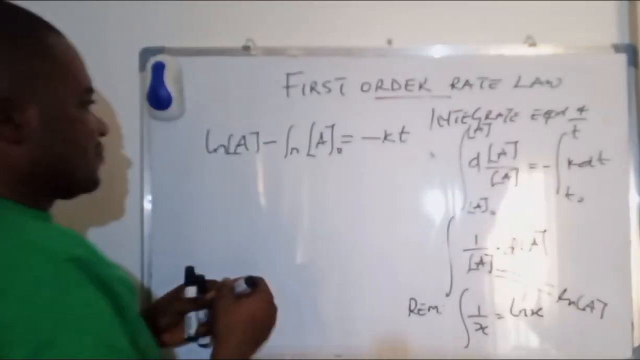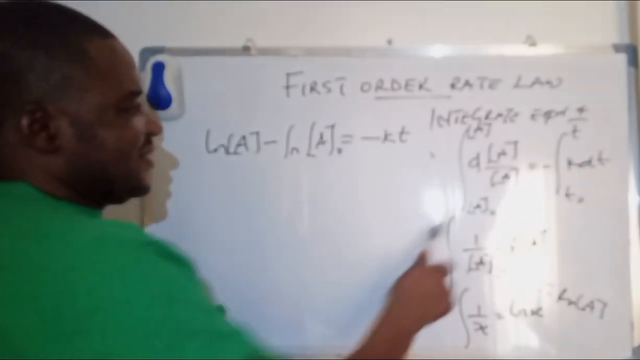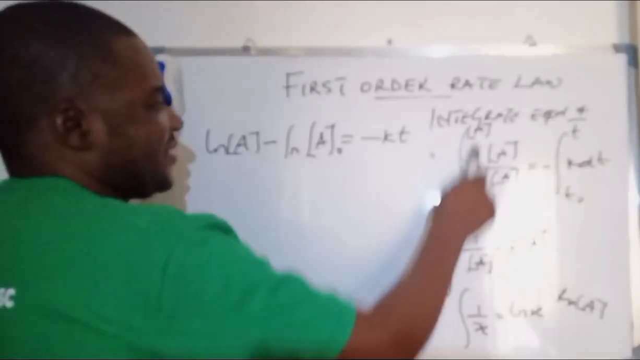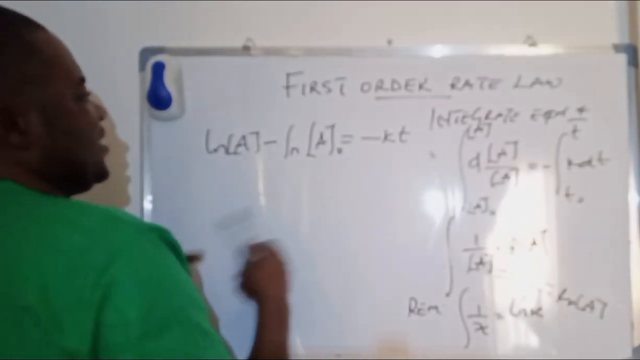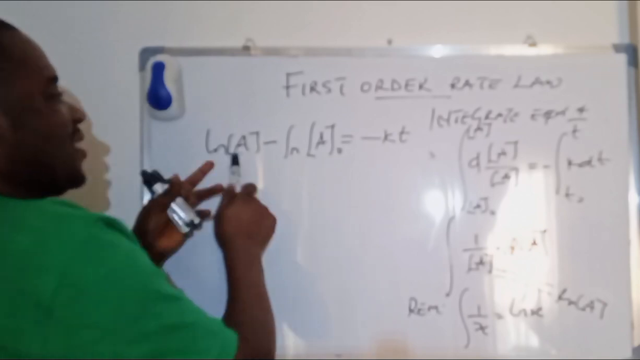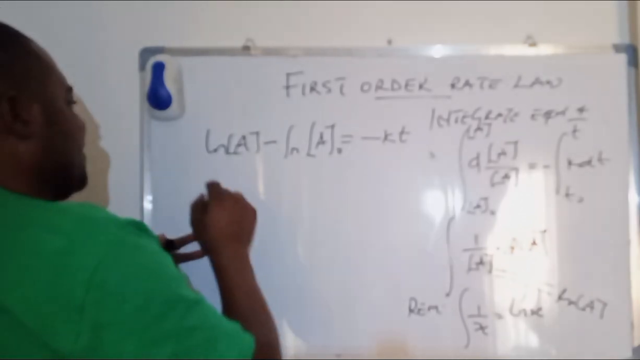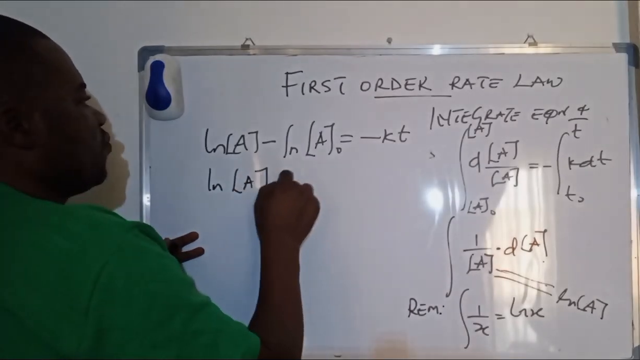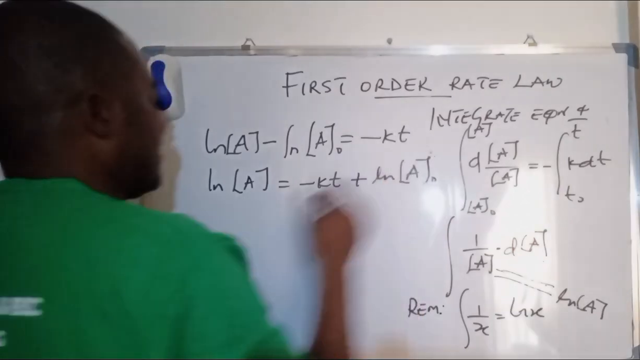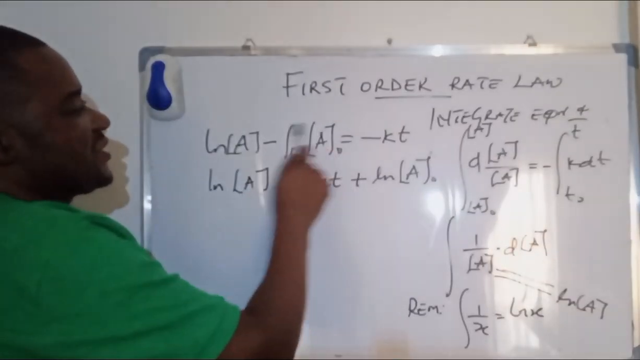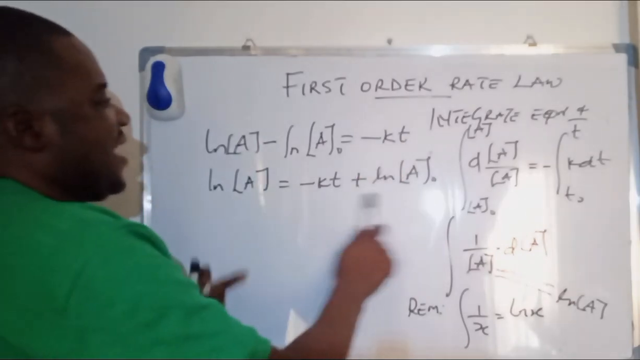This is because ln A is our final concentration of the reactant, and this is the initial. So final minus initial is what is represented here. Now, all we need to do is move this out this way, because we are looking for the concentration of the reactant, not the initial. Therefore, ln A will be equal to minus kt plus ln A0, because we moved minus ln A0 to this side of the equation.